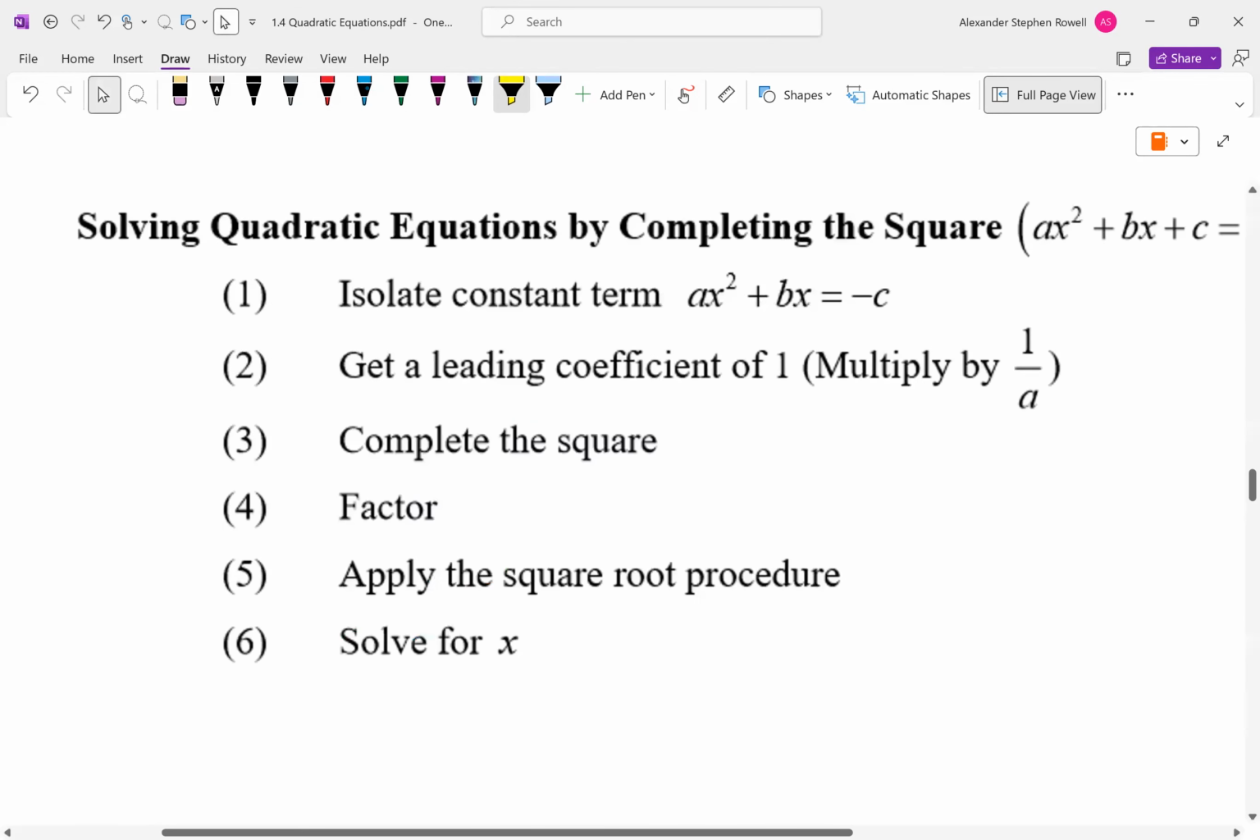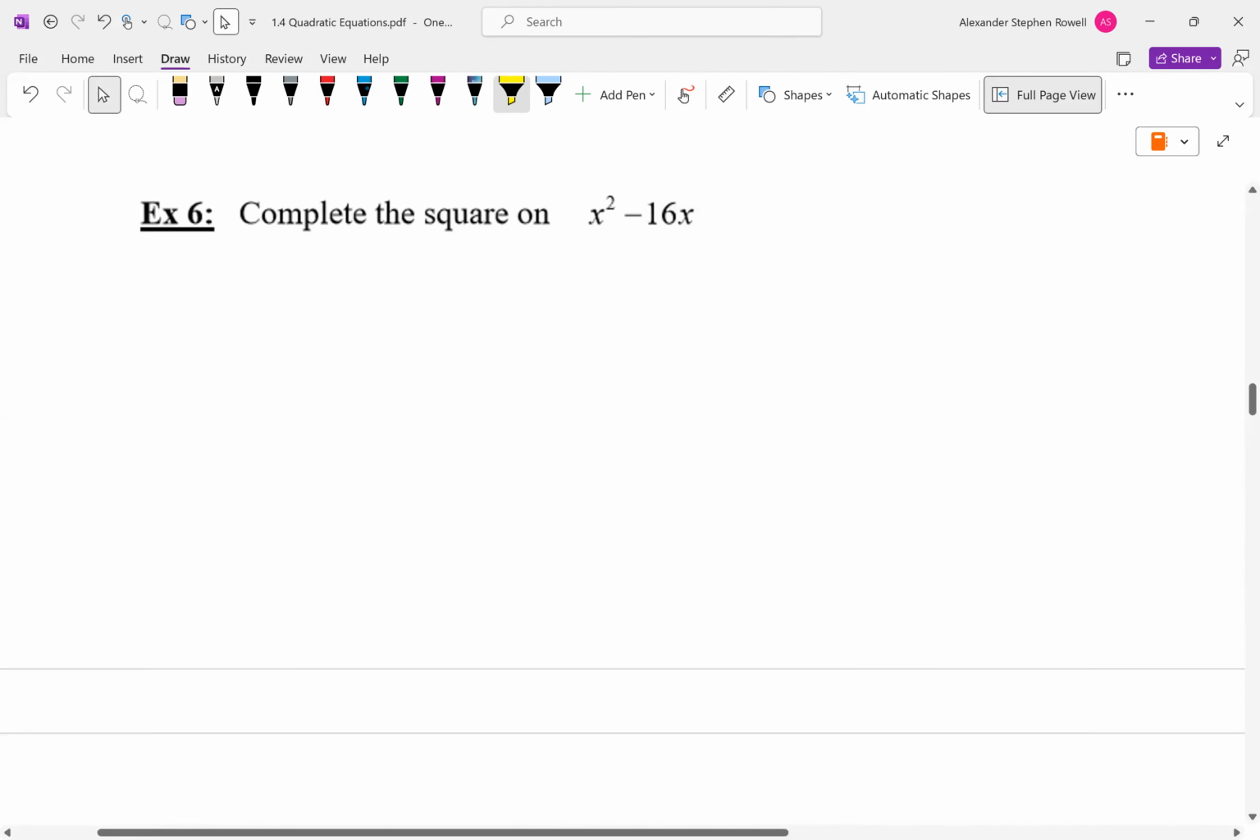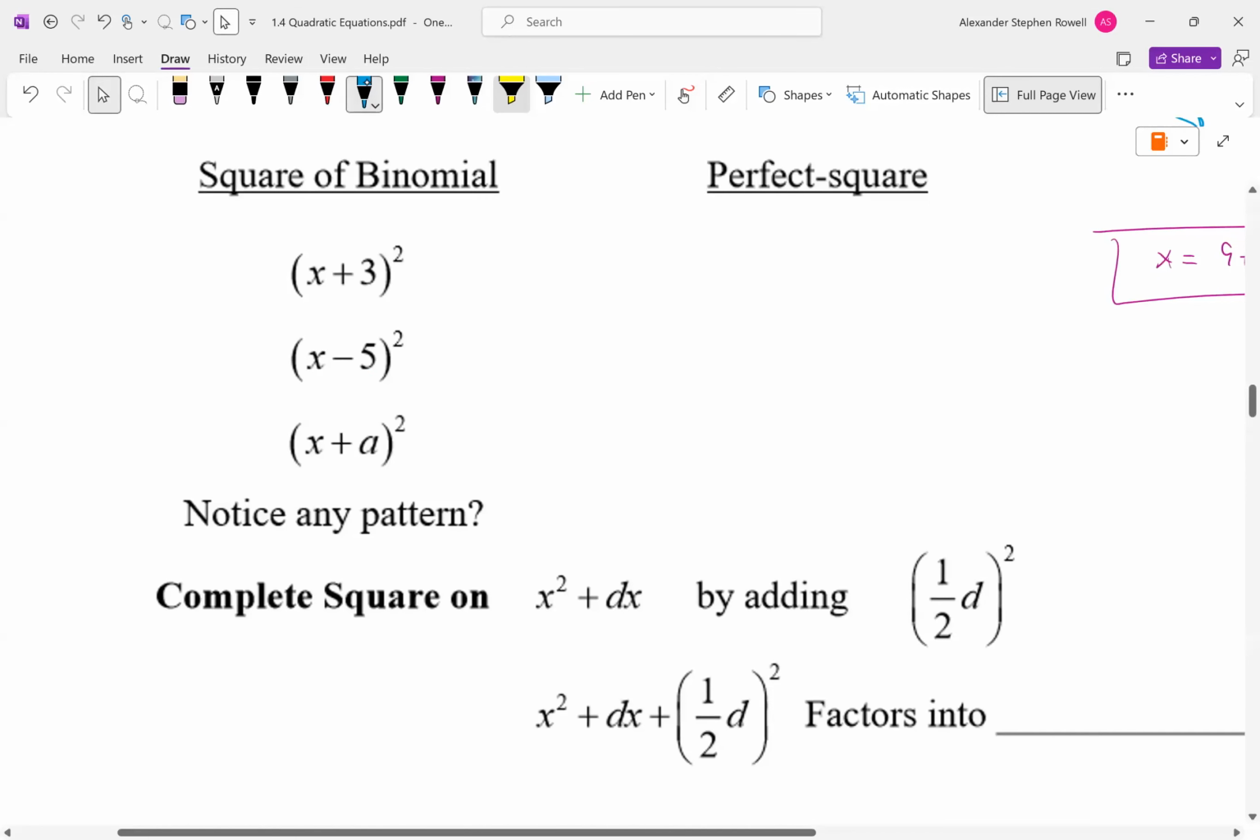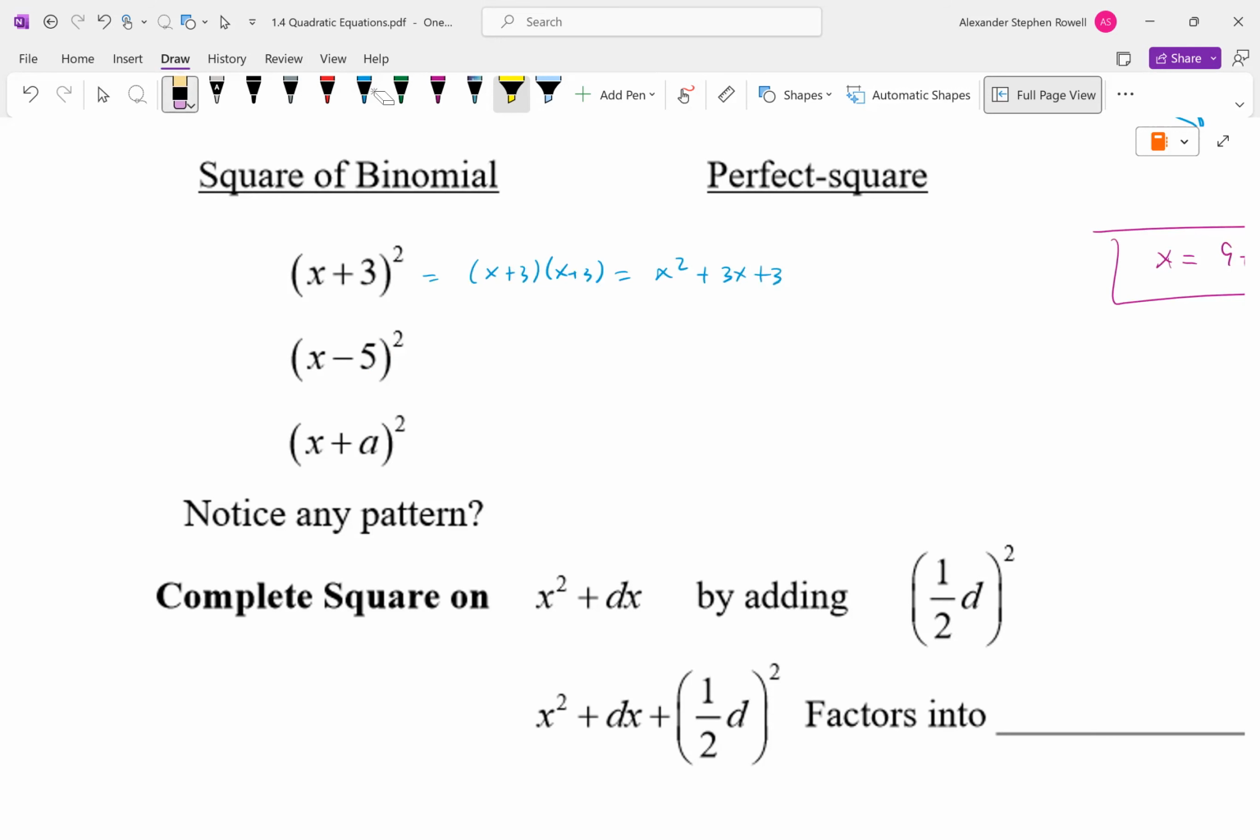So let's go over how we complete the square. First, we need to notice a pattern of perfect squares. This is a perfect square because it's a binomial squared, right? So what if we FOIL it out? What if we do x plus 3 times x plus 3? What do we get? Good. You said x squared plus 6x plus 9.